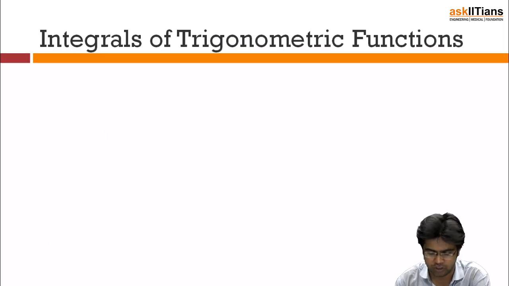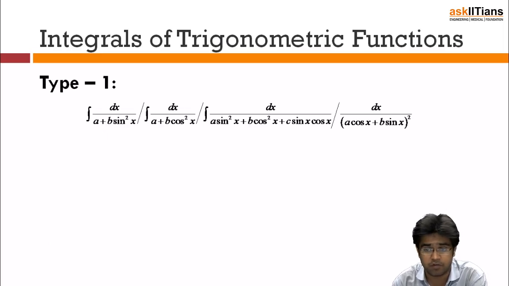Integrals of trigonometric functions. Now what happens is that you may frequently encounter any of these forms: 1 upon 1 plus sine square, or 1 upon a plus b cos square, or maybe a quadratic in sine and cos in the denominator, or maybe a whole square as well. The basic idea to solve these questions is to make tan in the denominator and sec square in the numerator, so that you can put tan x as t and sec square x dx dt is available.